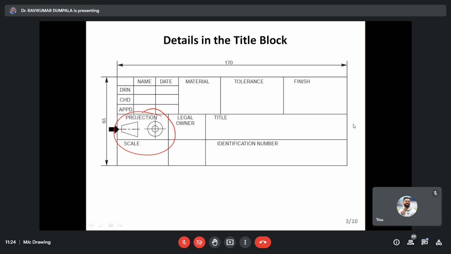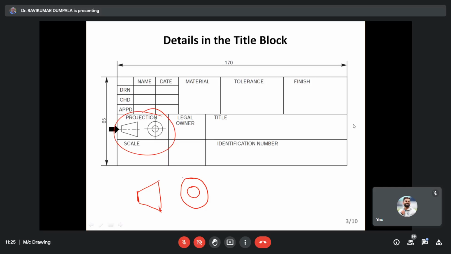You have one symbol like this. I put the arrow just because I want to ask this question, not more than that. You got it? It is there like this symbol. Now, how are you telling this is first angle projection? Sir, because the right hand side view is on the left side. Sir, it is a frustum of a cone, and on the left side it is the right hand side view.